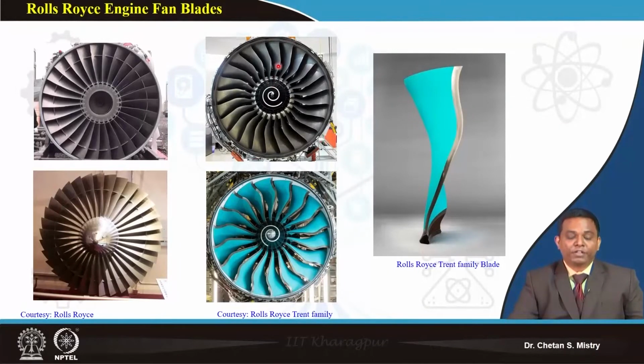So near the hub region, it has some kind of design configuration. On the top side towards the shroud, it has a different kind of configuration. Let me show you here. So this is one of the blades provided by Rolls-Royce. And here, up to some 50% of the span of this blade, the leading edge has a circular or elliptical shape, and they are thicker.